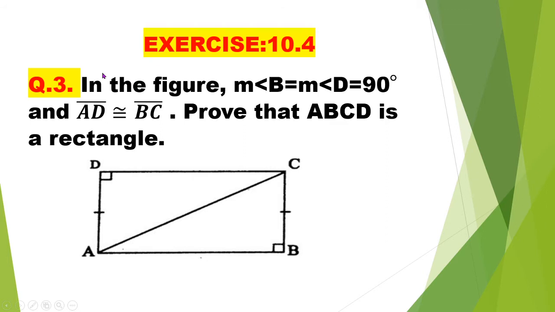The question is, in the figure, the measure of angle B is equal to the measure of angle D, meaning these two angles are 90 degrees. And side AD is congruent to side BC, and we have to prove that ABCD is a rectangle.